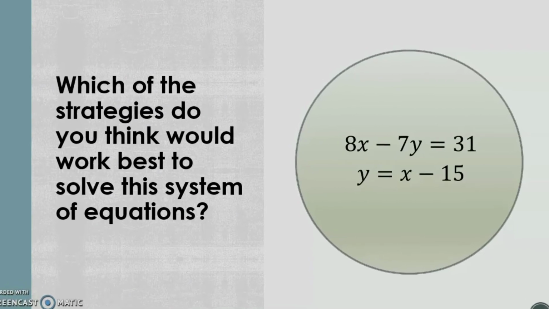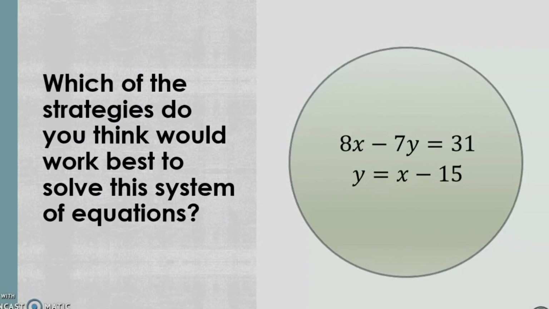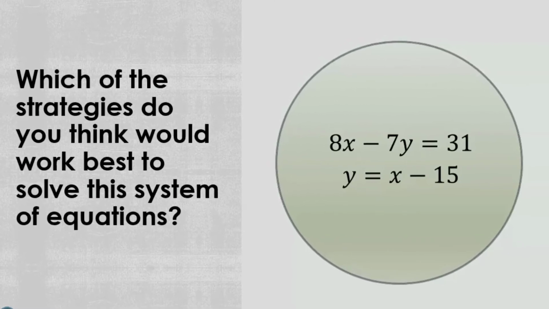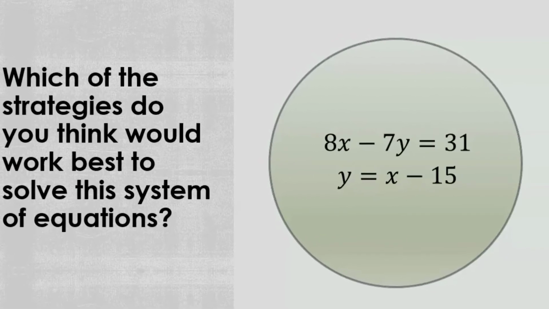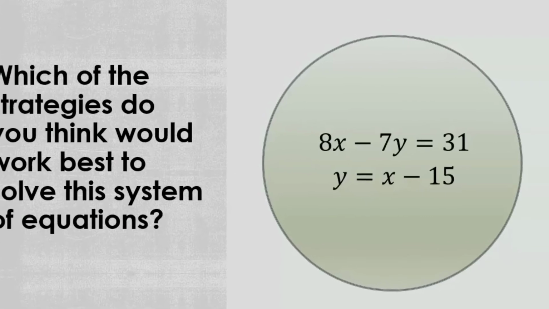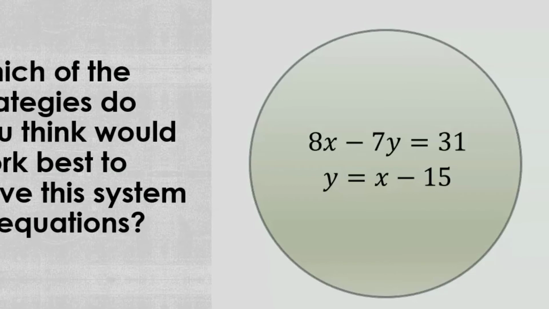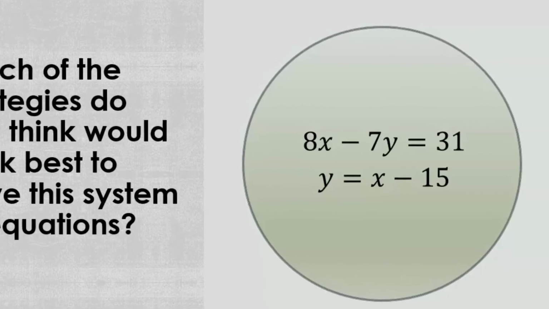Which of the two strategies do you think would work best with this problem? I would vote for substitution because the second equation is set up already equal to y, so it would be easy to replace y in the top equation with x minus 15. Elimination would require several extra steps. It would still work, however, it would take longer.